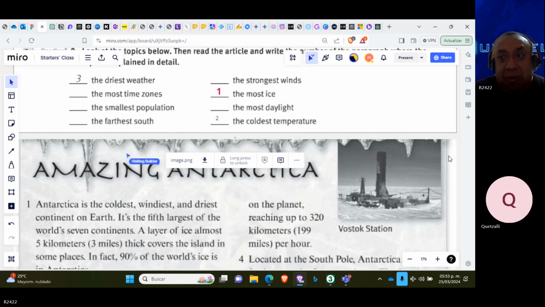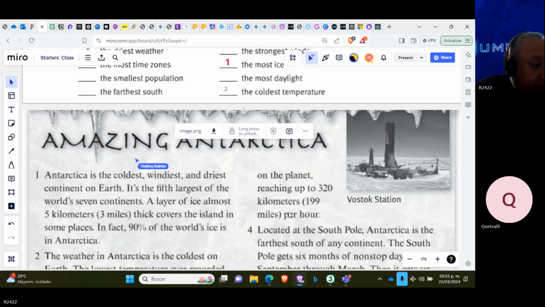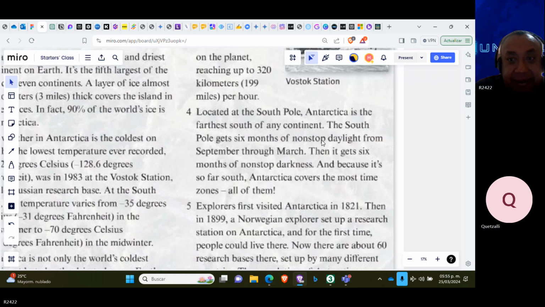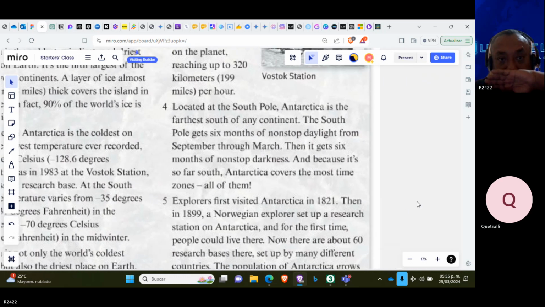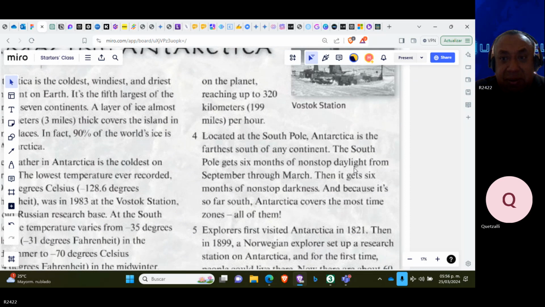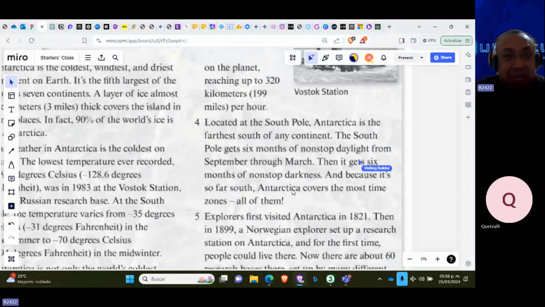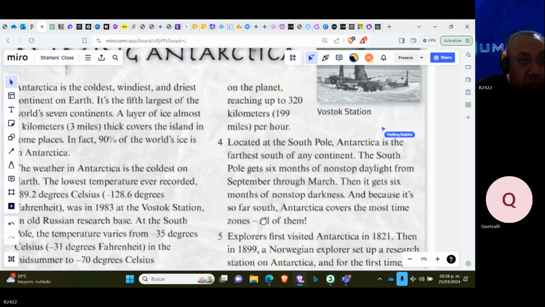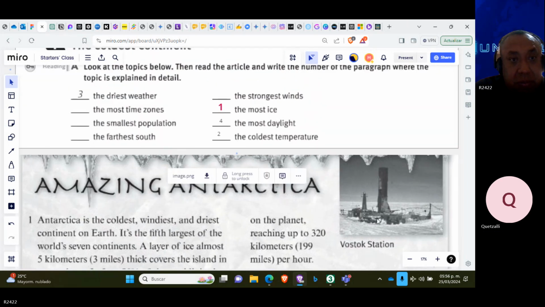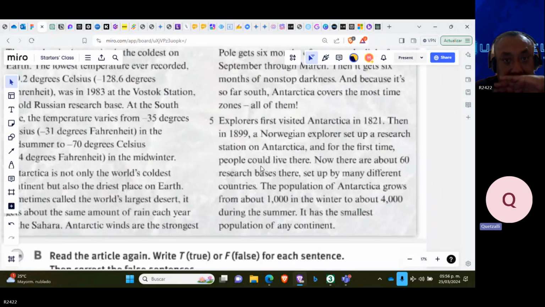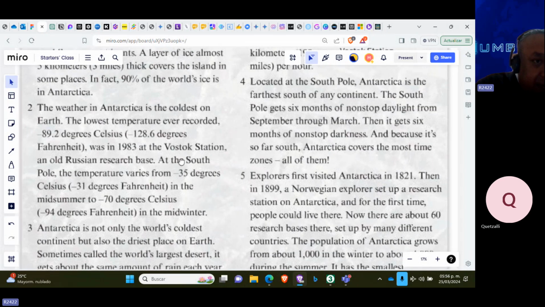Well, Casali, number four. The most daylight. Well, it's possible, let's mark it, very good. Number five: the smallest population. That's my population, okay, very good.